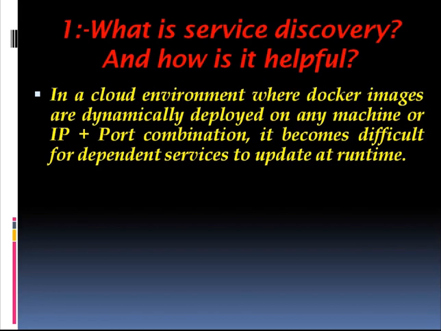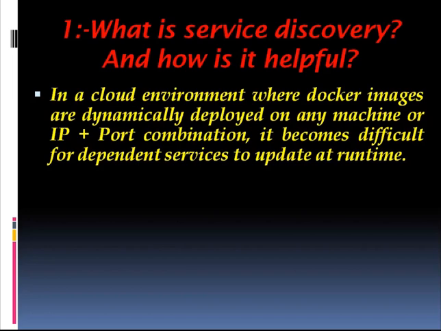In a cloud environment where Docker images are dynamically deployed on any machine or IP address or port combination, it becomes difficult for dependent services to update at runtime. So how is service discovery helpful in our application or project? Nowadays every project is deployed in the cloud, that is AWS or Google App Engine, any cloud. So in a cloud environment, Docker images are dynamically deployed.